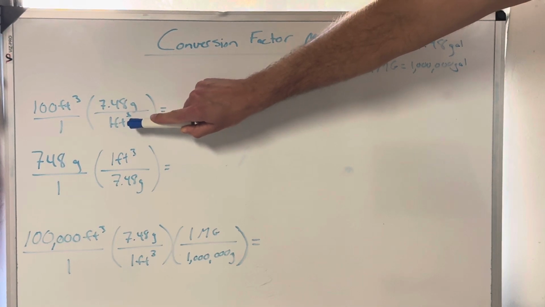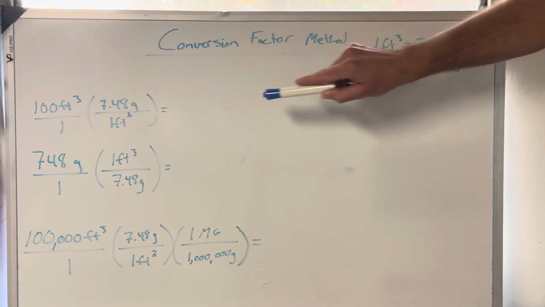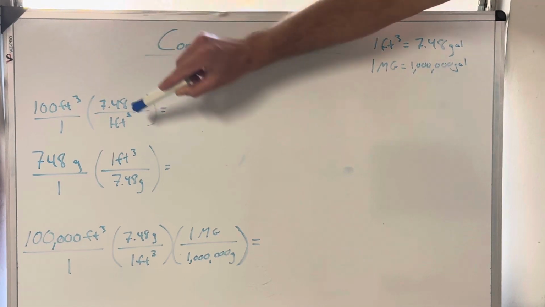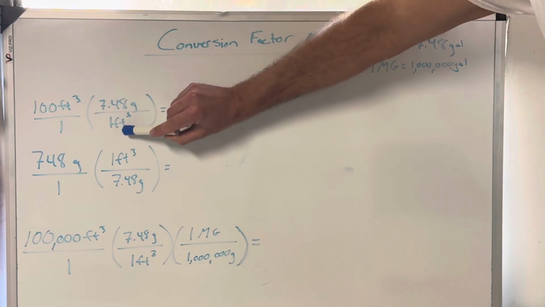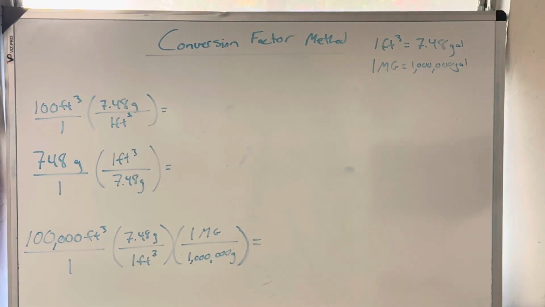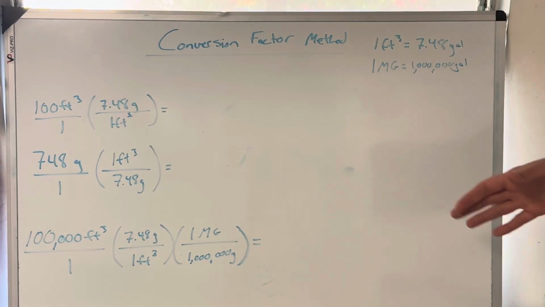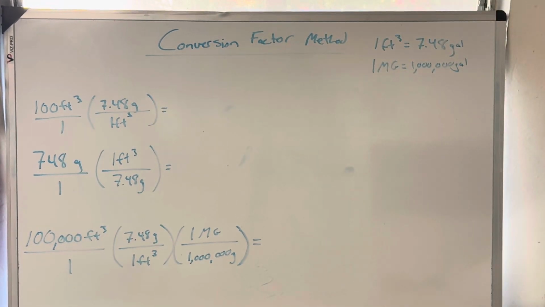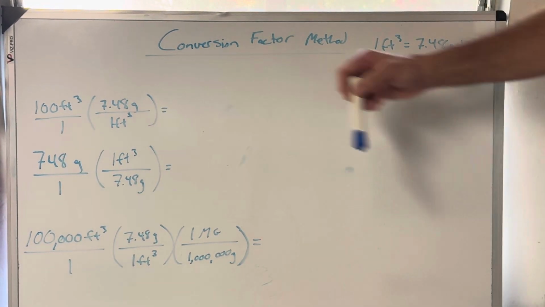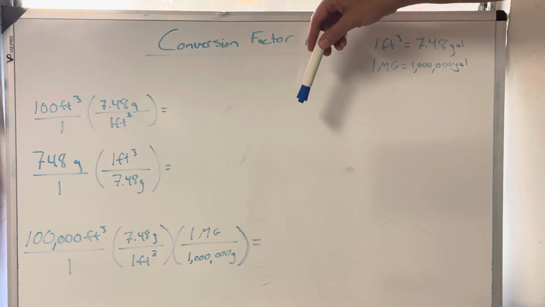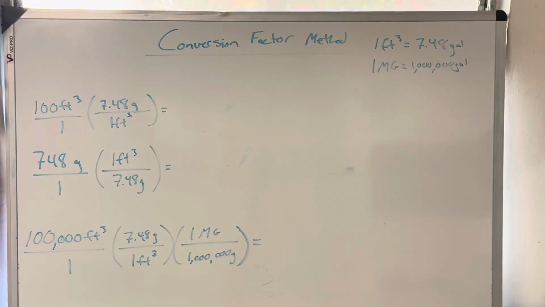And the unit you're trying to get rid of on the bottom, because when you do this method, if there's a unit on the top, this is called the numerator, and there's a unit that matches it on the bottom, the denominator, they cancel out. The cubic feet disappears into the ether, and you're left with this unit on top. The other thing you do is you multiply across the top, and you divide across the bottom, and that will give you the number you need.